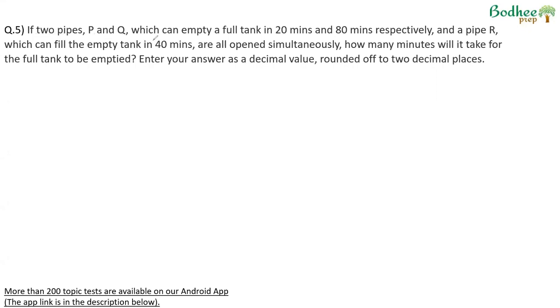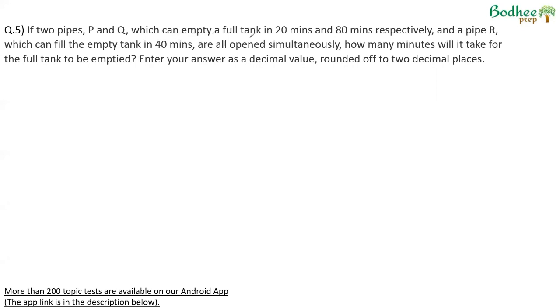If two pipes P and Q, which can empty a full tank in 20 minutes and 80 minutes respectively, and a pipe R, which can fill the empty tank in 40 minutes, are all open simultaneously, how many minutes will it take for the tank to be emptied? Enter answer as a decimal value, rounded off to 2 decimal places.